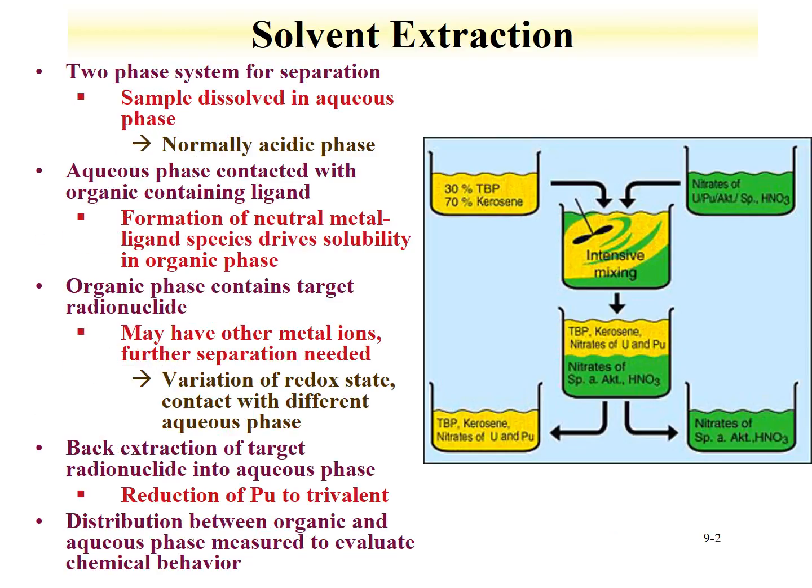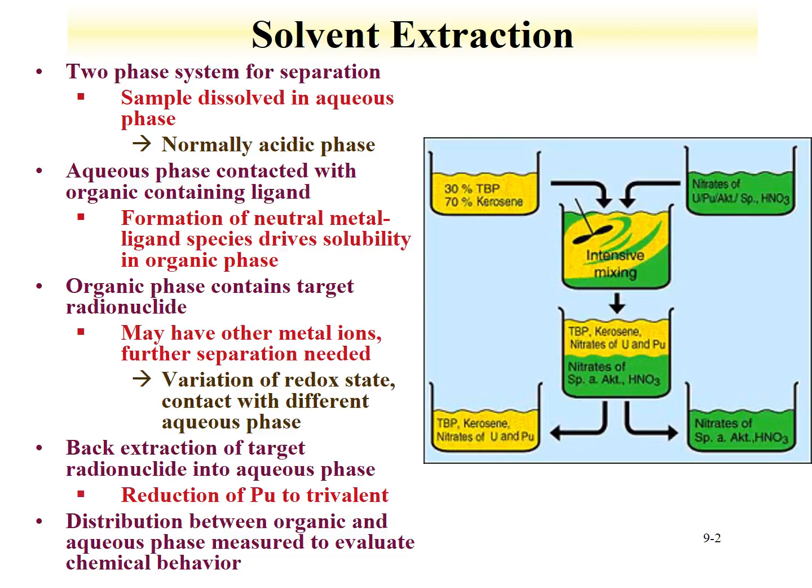The fundamental concept for solvent extraction is provided here, where we have 2 phases that are mixed and then allowed to separate. An example, again using the Purex process: we have tributyl phosphate, TBP, 30% in kerosene, mixed with a solution of nitrates of uranium, plutonium, and fission products in nitric acid. These are mixed. After the mixing stops, the phases separate, where the organic phase is lighter and goes to the top, the aqueous phase is heavier and goes to the bottom, and from here the phases can be separated.